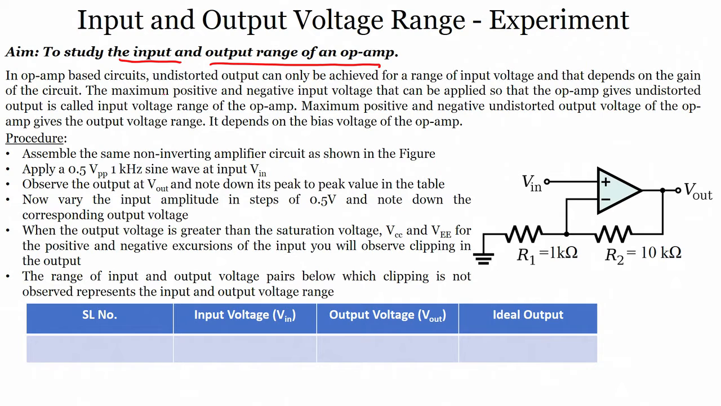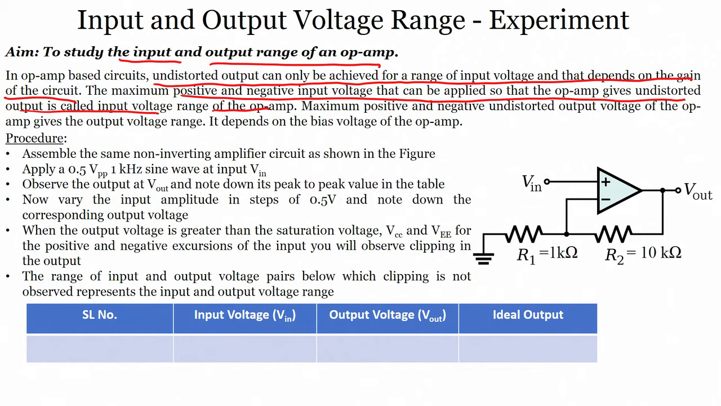In op amp circuits, undistorted output can only be achieved for a range of input voltage, and that depends on the gain of the circuit. We have already seen this: when we apply an input signal and the gain of the circuit is high, the output will be distorted when it exceeds the bias voltage, which is plus minus 15 volt. So, the maximum positive and negative input voltage that can be applied so that the op amp gives undistorted output is called the input voltage range of the op amp.